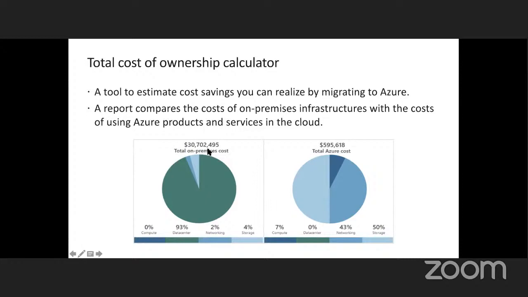Here you have on-premises, it costs you $30,702. Well, actually not $30,000, $30 million. Wow, that's a lot of money. $30,702,495. And on Azure it's going to cost you $595,618. So you're saving probably 6 times, more or less, probably 5 times what it costs you. So basically, on-premises is going to cost you 5 times more than in the cloud. That's a lot of money. Okay. So that's an idea of how much you can save if you move to the cloud.